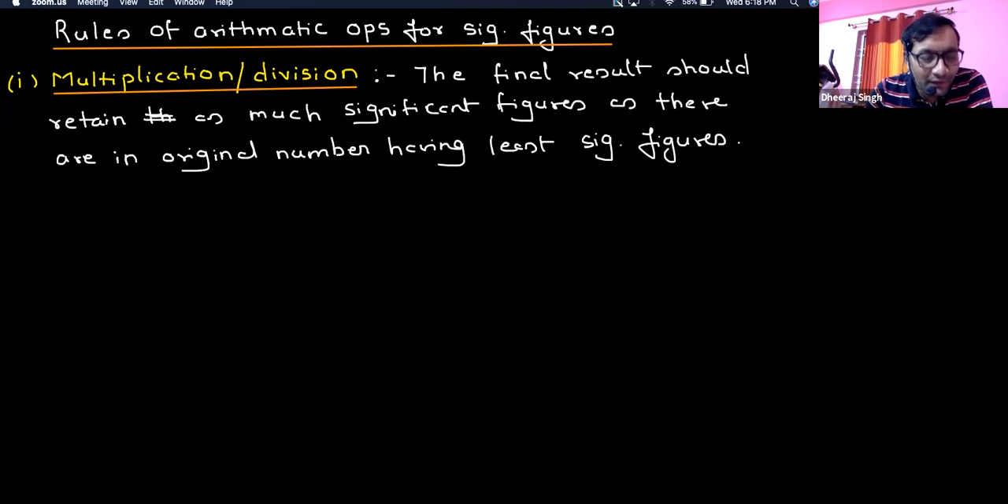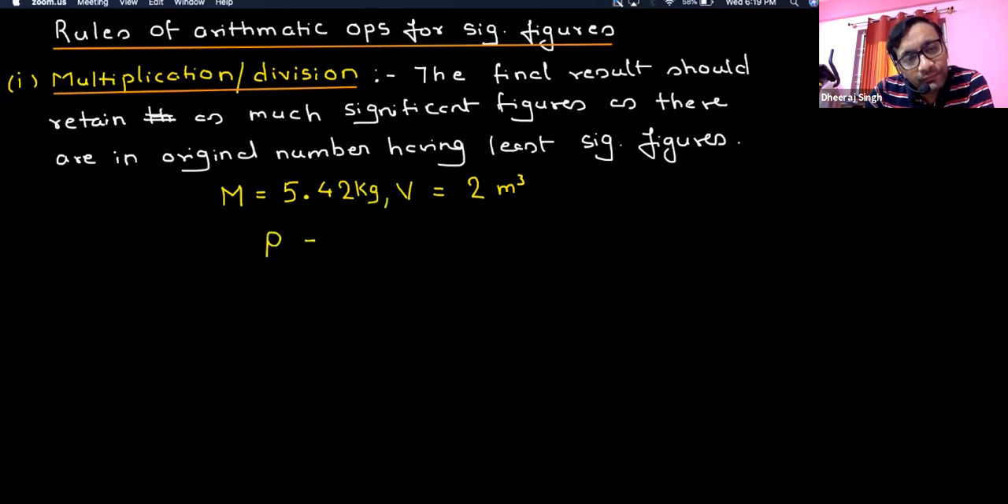This we will understand with one example, otherwise it will not be so straightforward. Wordings are complicated. Suppose mass is given as 5.42. The volume is given as 2 meter cube. 2 meter cube is the volume and this much is the mass. So density is what? All of you calculate the density. Density rho is what? The volume is 2.0, not 2. 2.0 meter cube.